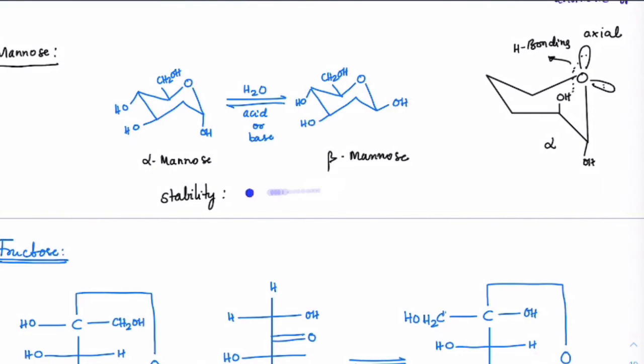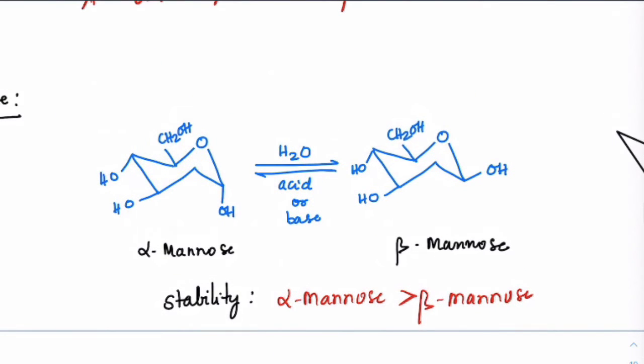Stability of mannose: if you check it, it has been found that alpha mannose is more stable compared to beta mannose, unlike glucose. What has happened here? On the second carbon we have OH. In beta, we know all of these OH groups are equatorial, so our expectation is that beta should be more stable, because here there is one OH at the axial position. But what happened?